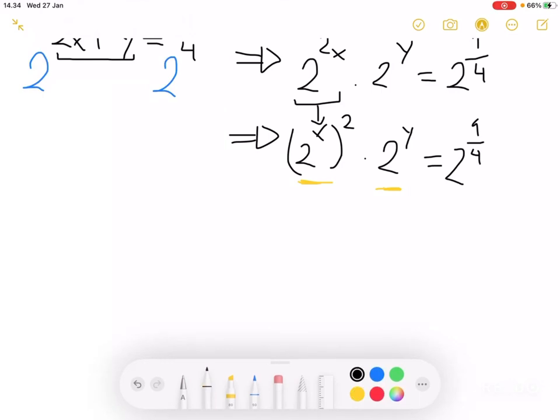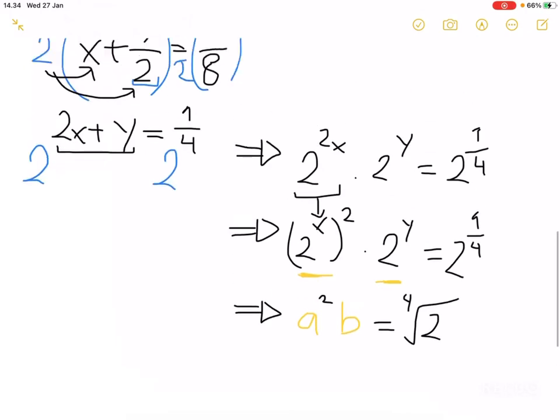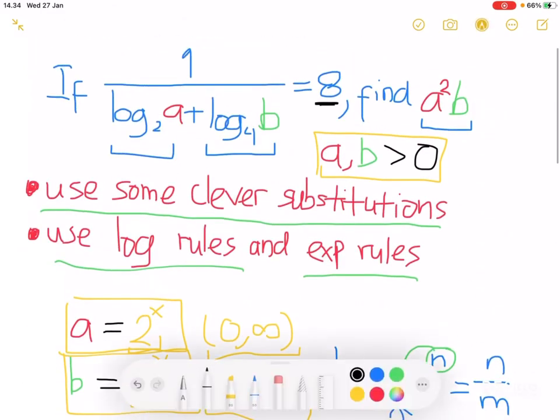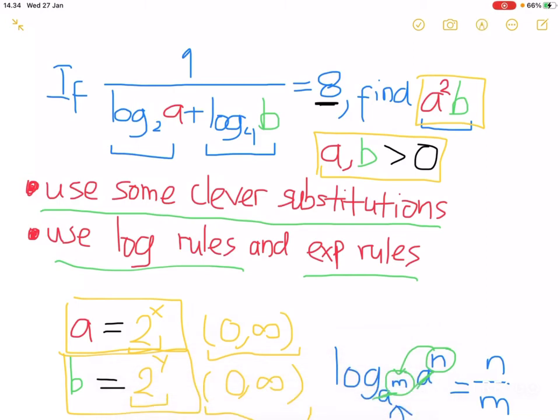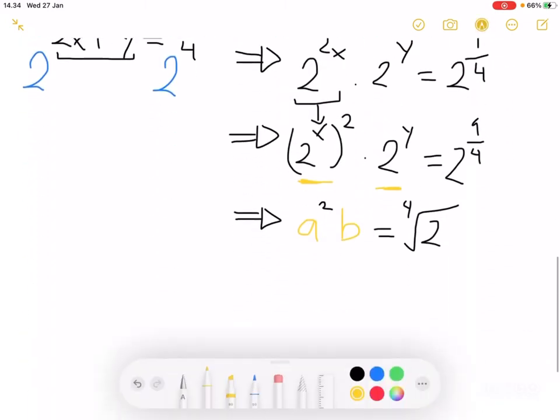So we can rewrite this as 2 to the x, which is originally a, to the second power or squared, times 2 to the y, which is just b. And this is equal to, I'll rewrite this as, the 4th root of 2. Notice this is exactly what we wanted in our question. Pretty amazing, I would say. So our final answer is a squared b is the 4th root of 2.